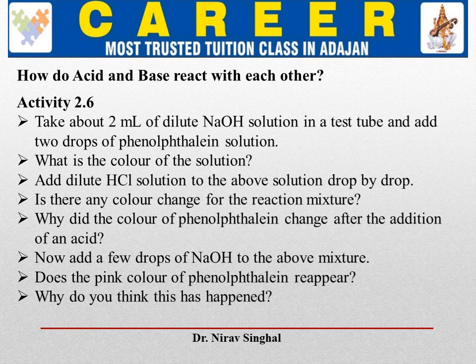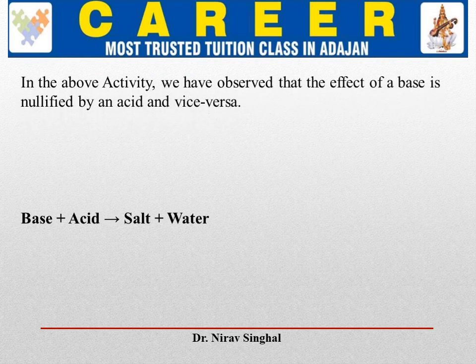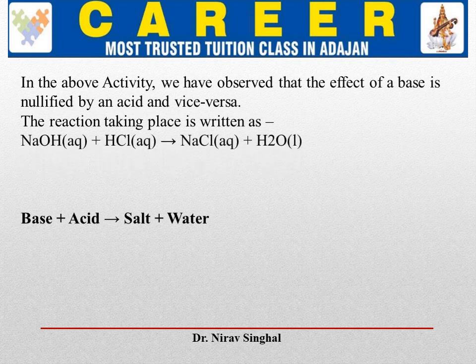Why do you think this happens? Whenever acid comes in contact with phenolphthalein, it becomes colorless, and when base comes in contact with phenolphthalein, it becomes pink. But there is one point. If equal amounts of acid and base react with each other, they neutralize each other, and such a reaction is called a neutralization reaction. Now, in the above activity, we observe that the effect of base is nullified by the acid or vice versa. The reaction taking place is written as NaOH reacts with HCl to give NaCl plus water. Such a reaction is called a neutralization reaction.